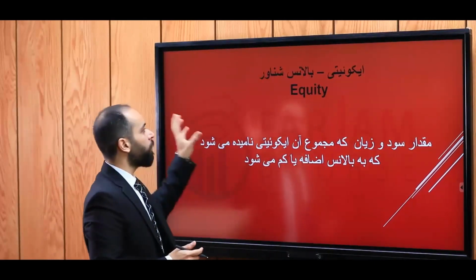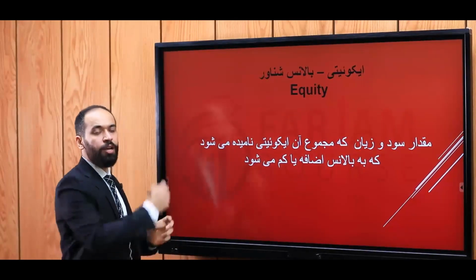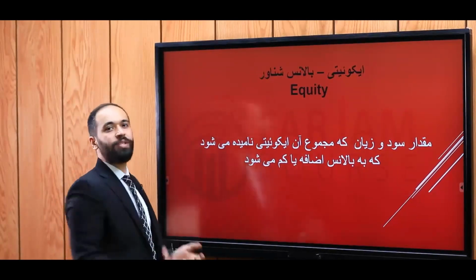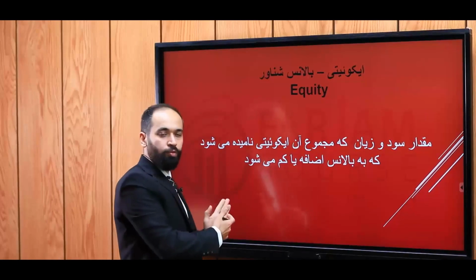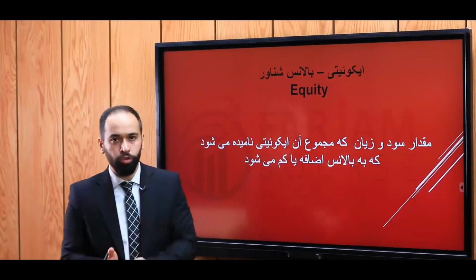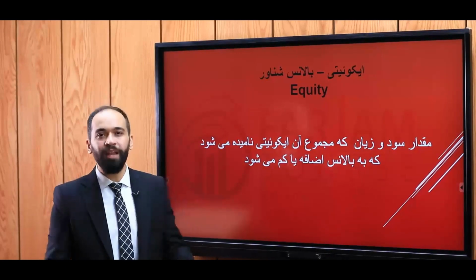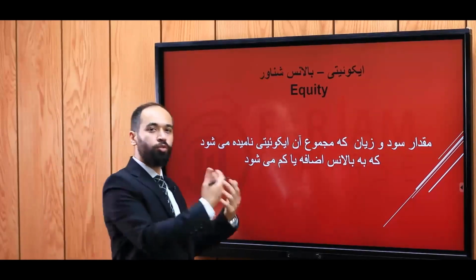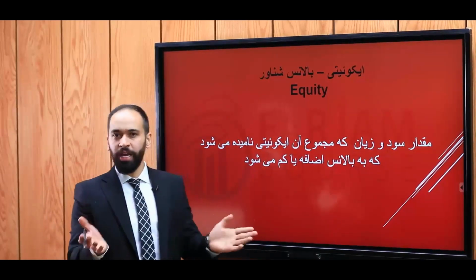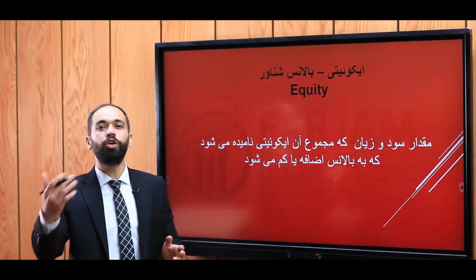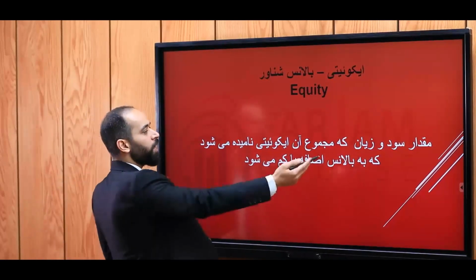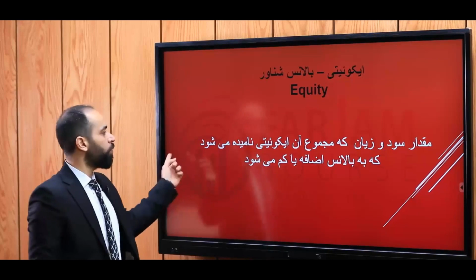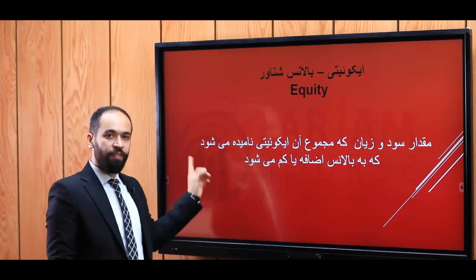So if we want to know the formula for equity, what is it? It's the balance plus or minus profit and loss. If our initial balance is $10,000 and we're $100 in profit, our equity is $10,100. If we're $100 in loss, the balance is still $10,000, but our equity becomes $9,900. Okay, the amount of profit and loss is added to or subtracted from the balance to give equity.